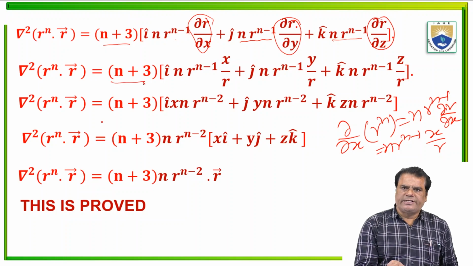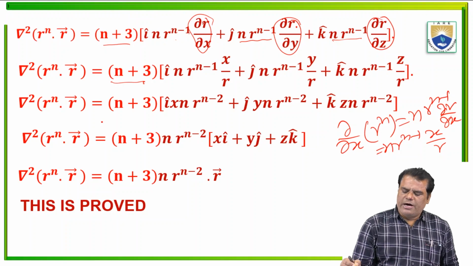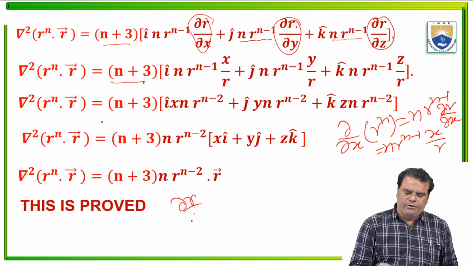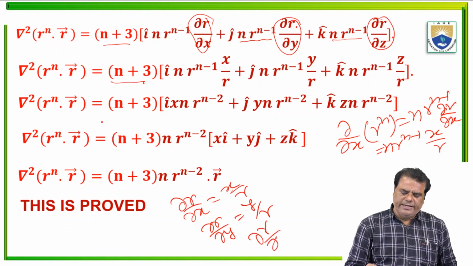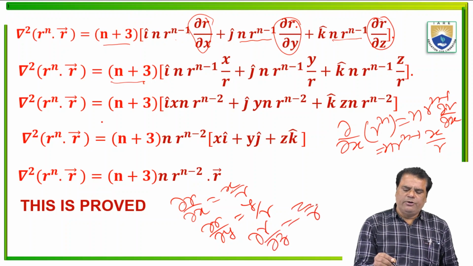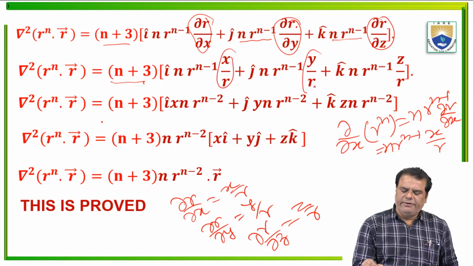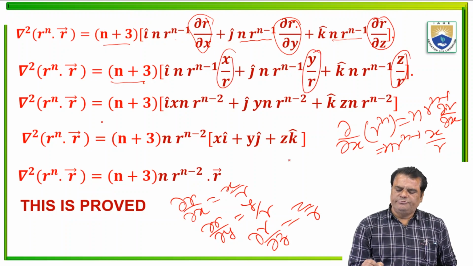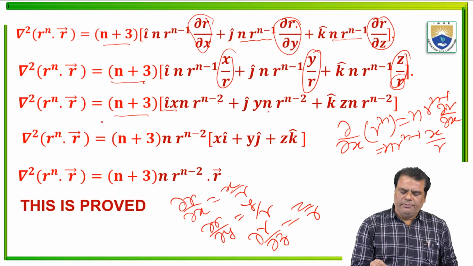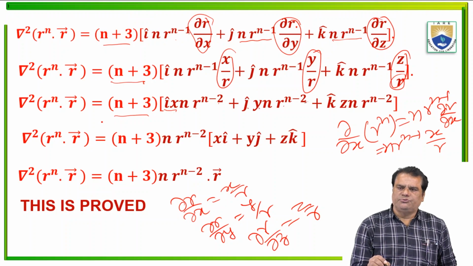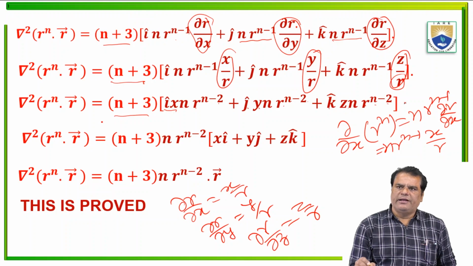Now n plus 3 is constant and common. So putting the value of dou r over dou x: dou r over dou x is x upon r, dou r over dou y is y upon r, dou r over dou z is z upon r. Putting these values here, x upon r, y upon r and z upon r. So r is 1 upon r to the power minus 1. Then (n plus 3) times i x n r to the power n minus 2 plus j y n r to the power n minus 2 plus k z n r to the power n minus 2.